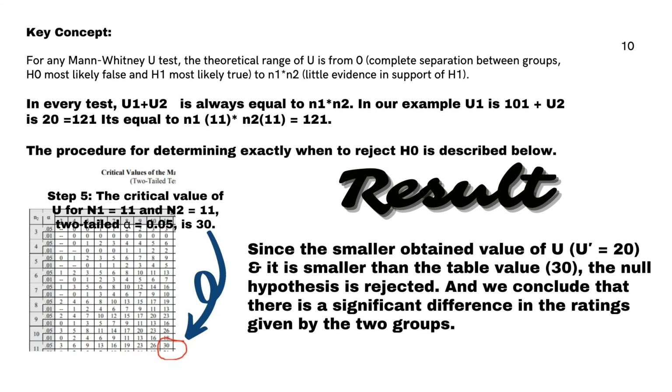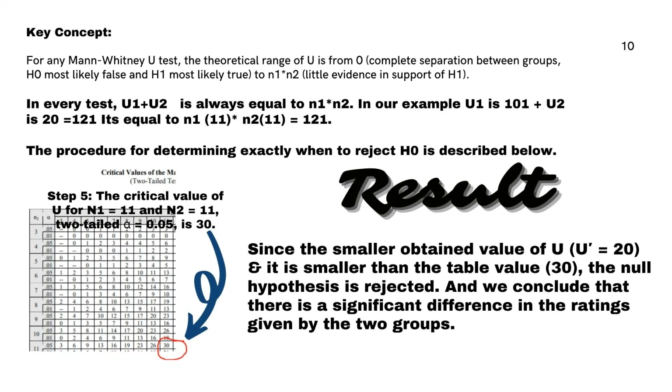Before that, I would like to share a key concept with you. For the Mann Whitney U test, the theoretical range of U is from 0, complete separation between groups, null hypothesis most likely false and alternate hypothesis most likely true, to N1 into N2, little evidence in support of the alternate hypothesis. So in every test, U1 plus U2. You know U1 is 101 and U2 is 20.